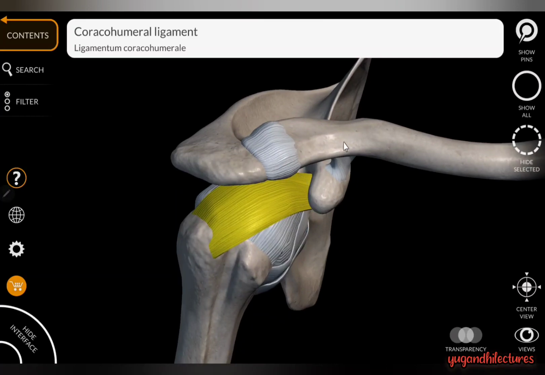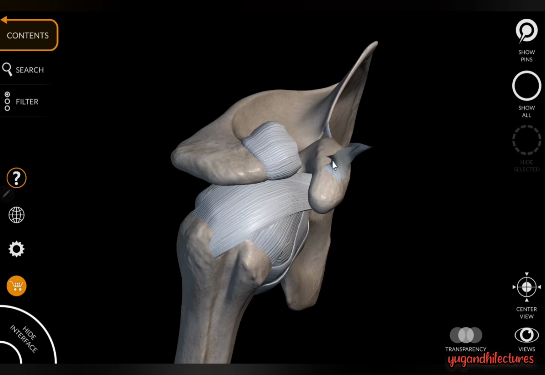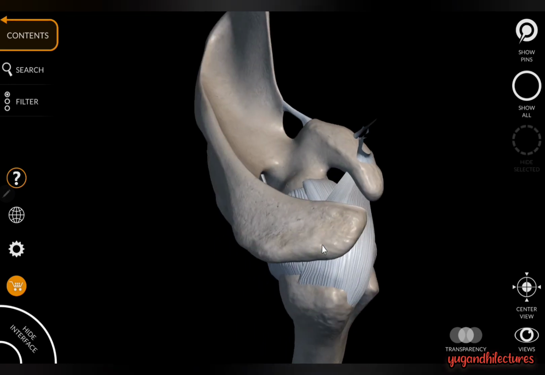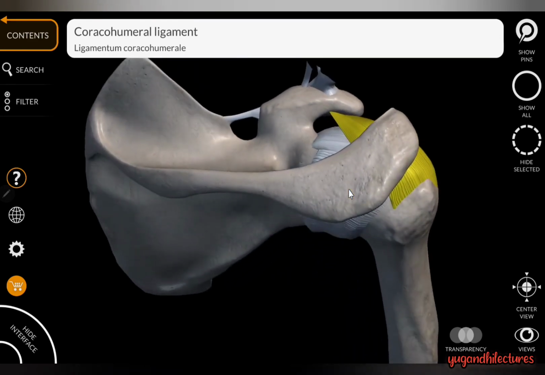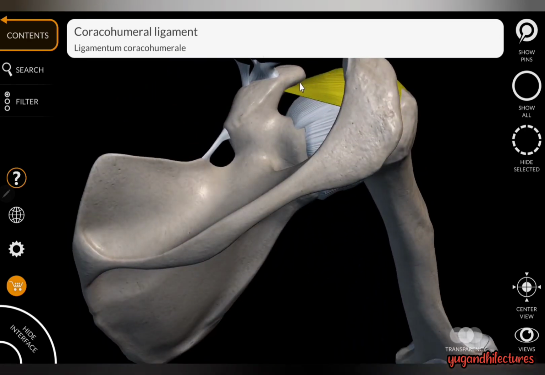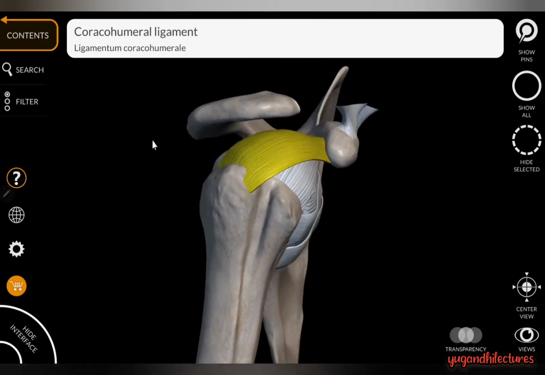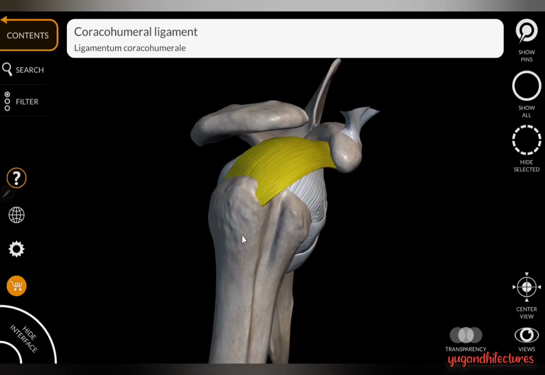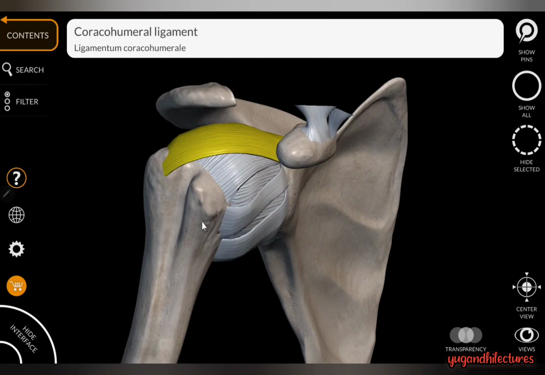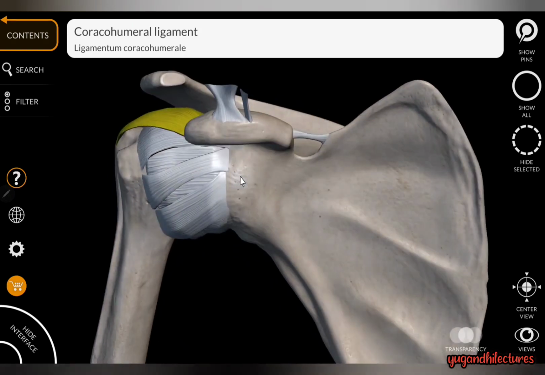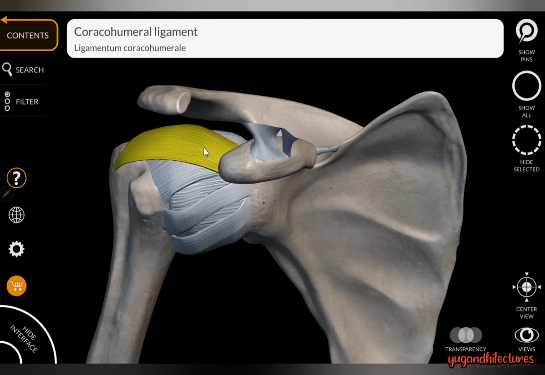So for easy viewing, I'm going to remove the clavicle and also this acromioclavicular ligament. So now you can see that it extends from the root of the coracoid process to the humerus, opposite to the greater tubercle. You can see this is the greater tubercle and this is the lesser tubercle, and in between that is the bicipital groove or intertubercular sulcus where the tendon of the biceps brachii passes through. So now I am going to remove that ligament also.